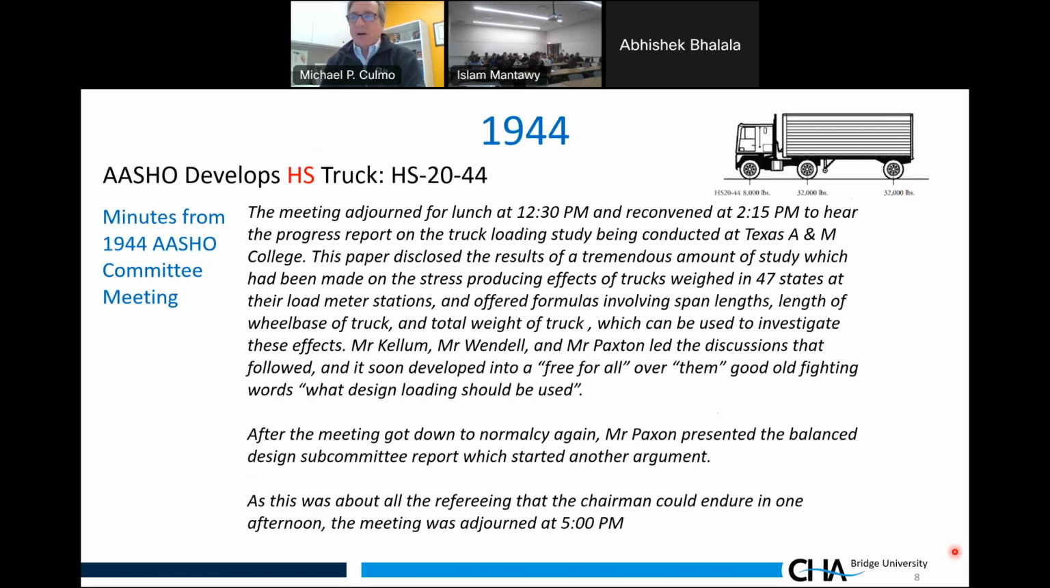Truck loading has always been controversial. It continues to be controversial. Trucking companies want to raise the design vehicle load so they can drive heavier trucks on highways. The states are fighting that in most cases.